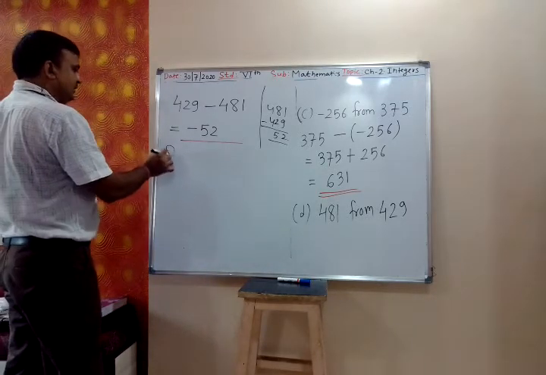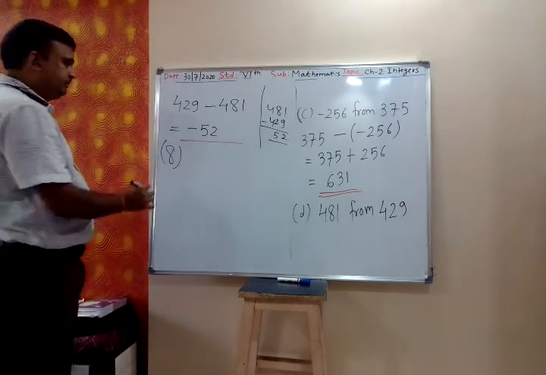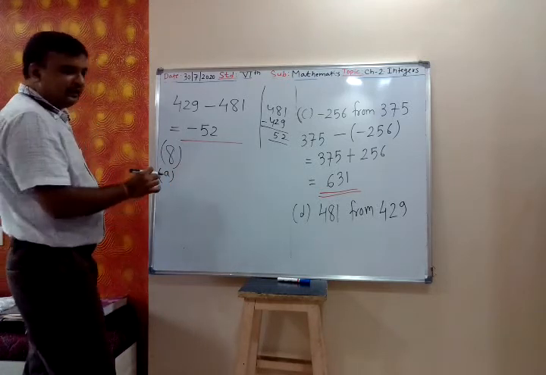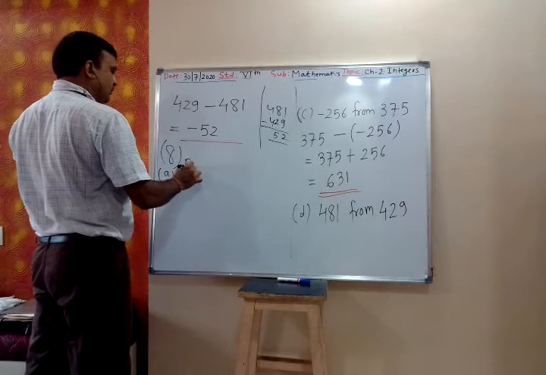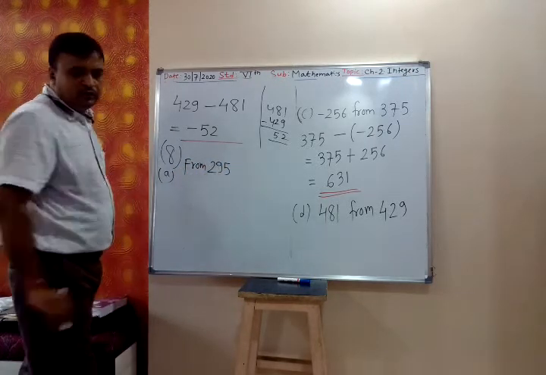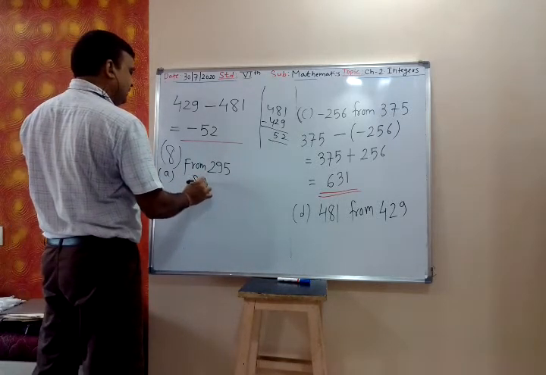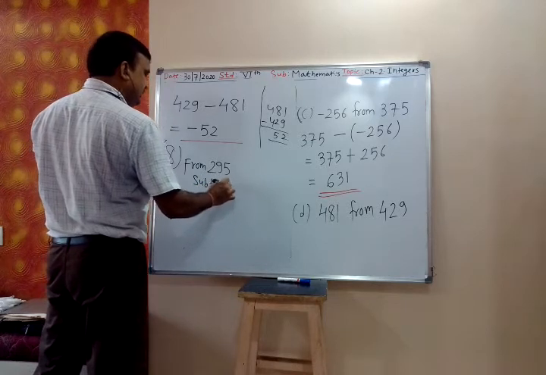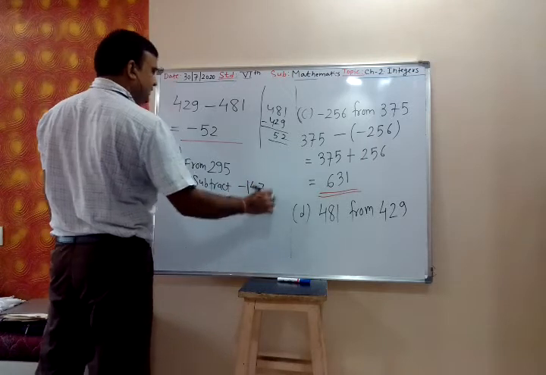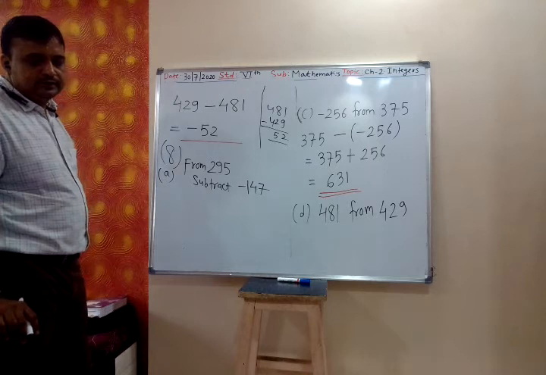Now let us start 8. 8 first. From 295 subtract minus 147. From 295 subtract minus 147. Do it.